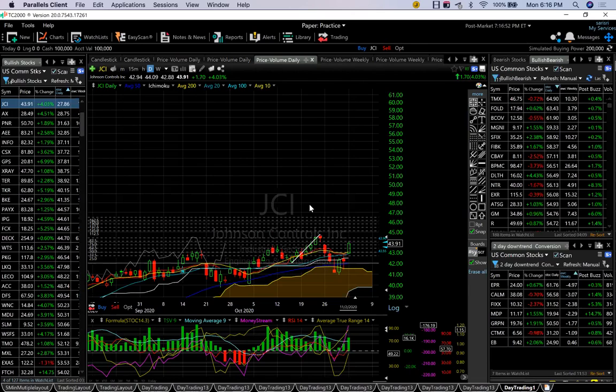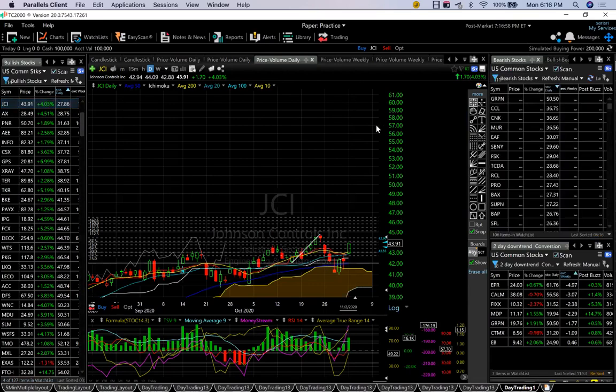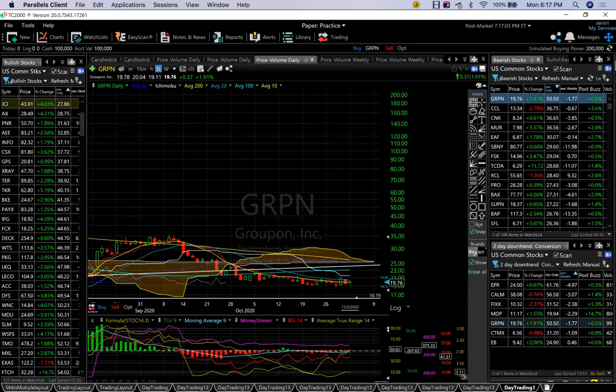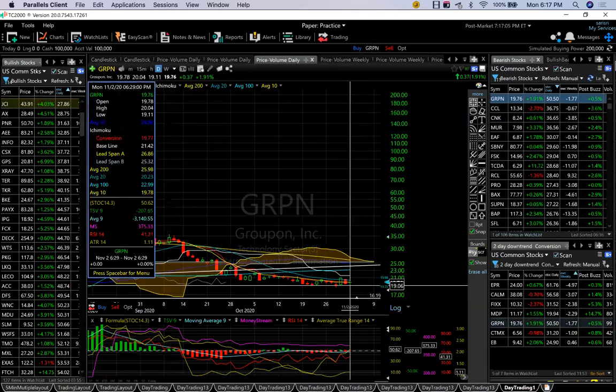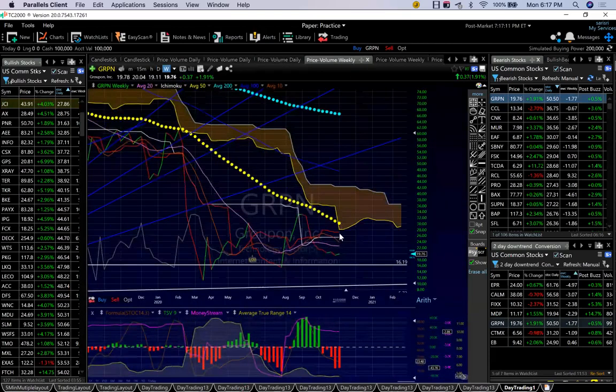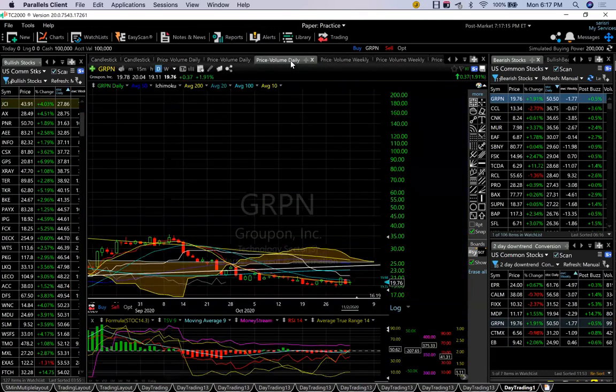If the SPY is going up, then you want to play all your bullish calls. If the SPY is not going up, then you want to play all your bearish stocks. Look at this. The bearish stock right now is Groupon, which is around 1976. Groupon is bearish on the cloud and also bearish on the weekly. So you want to see where it is bearish on the weekly as well as on the daily, so that you have better chances, more odds working for you.